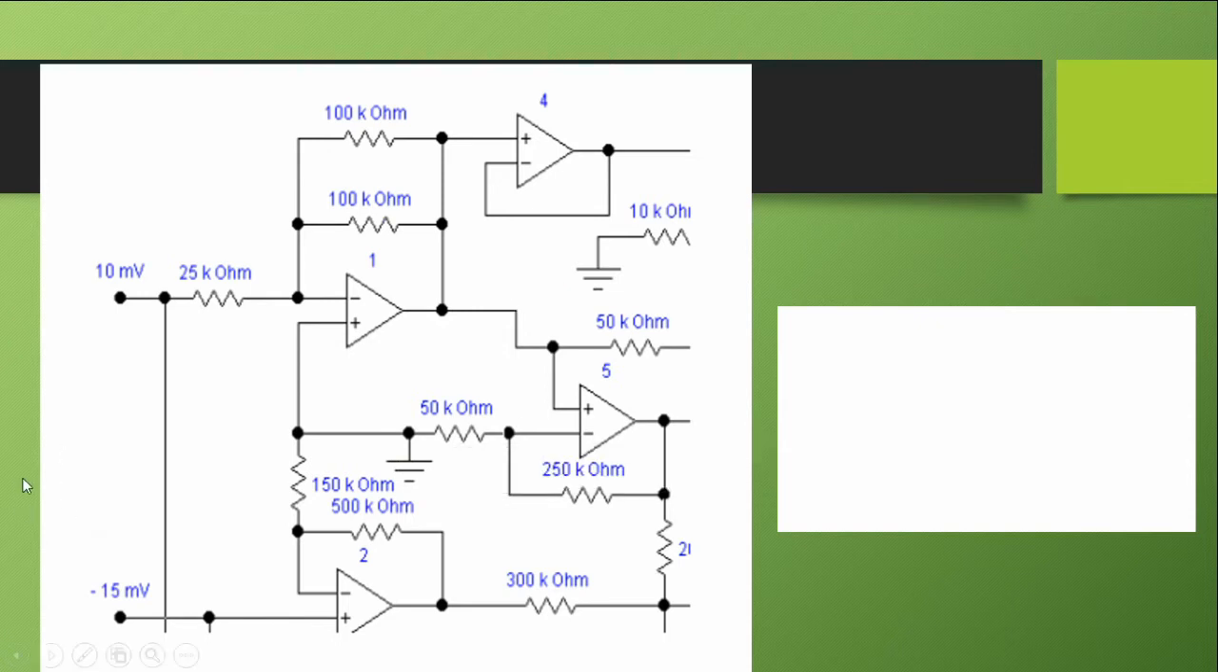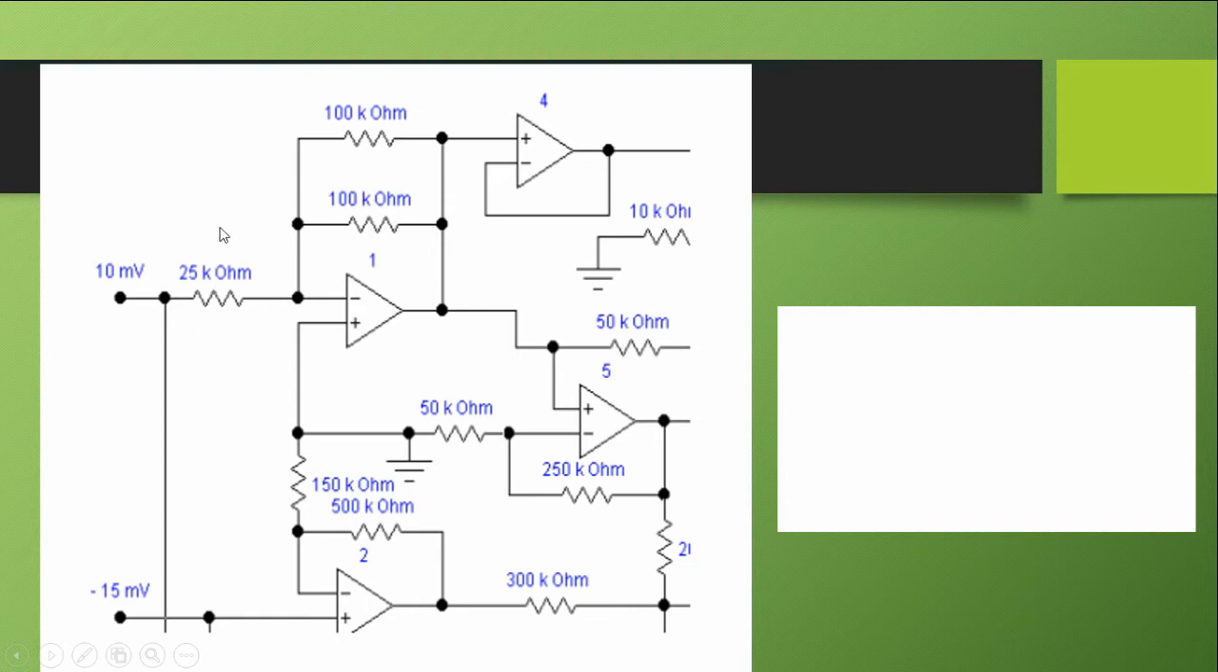Okay, so let's start by analyzing op-amp 1. What was the formula in calculating? This is an inverting amplifier, so V out is negative RF over Rin. Our RF is 100K parallel to 100K, that is 50K. So RF over Rin is 50K over 25K, that is 2.